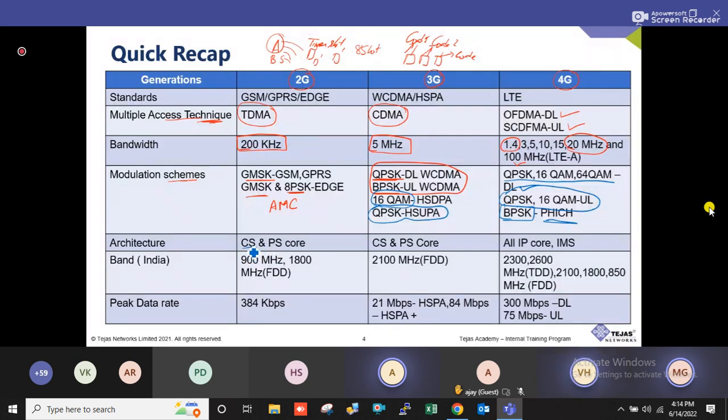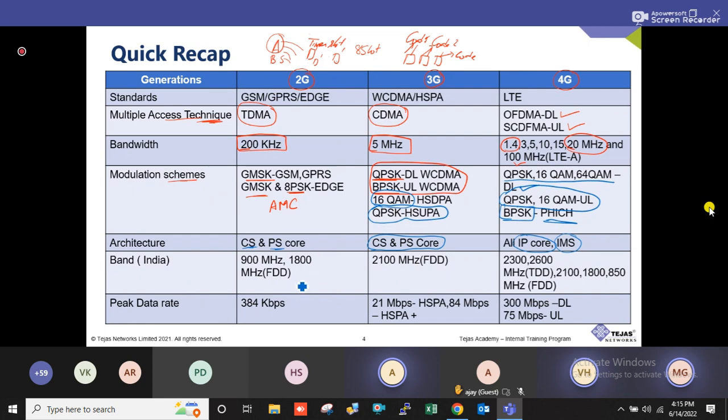2G had circuit switch for voice and packet switch for data services. There was no change in the architecture. Even in 3G, it is circuit switch and packet switch. Whereas in 4G, whether you are doing voice or video services, everything comes under an IP core network. Okay? For voice services, we need a separate infrastructure which is called IMS, IP Multimedia Subsystem.